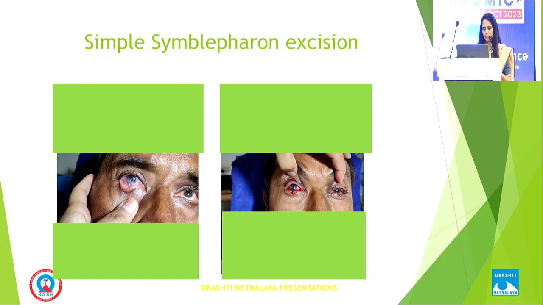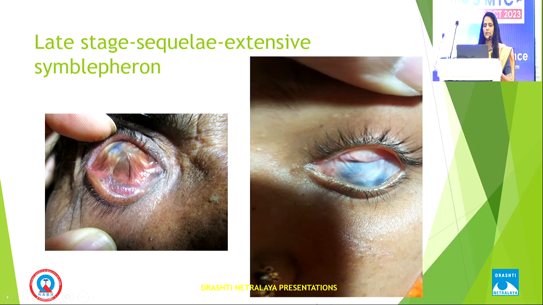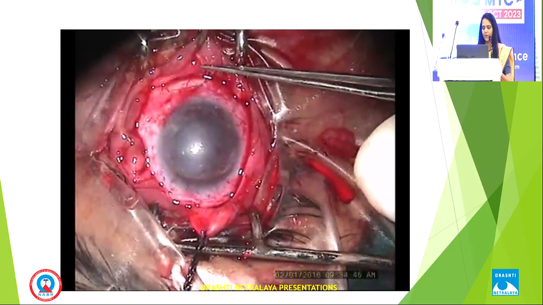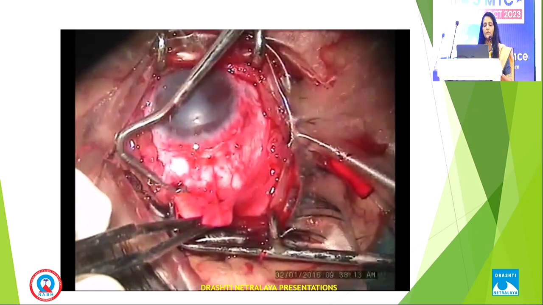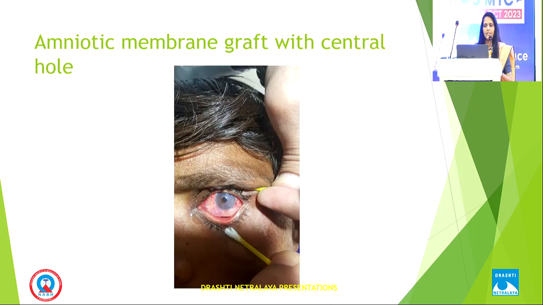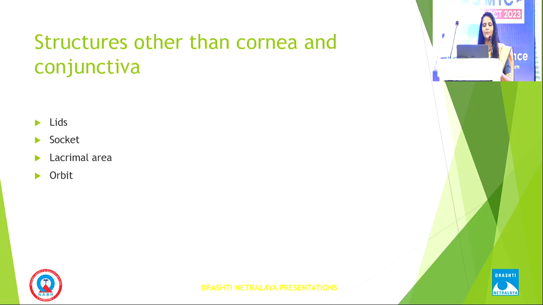So simple excision is seen here, and in late sequelae there will be extensive symblepharon. So then again you have to put amniotic membrane, but you have to release all the scars and symblepharon with extensive dissection up to the back of the muscle. Sometimes in children, if we put amniotic membrane, we may land them in amblyopia. So we have devised a newer technique. We just put a central hole in the amniotic membrane itself. It acts as a pinhole, so there will not be amblyopia.